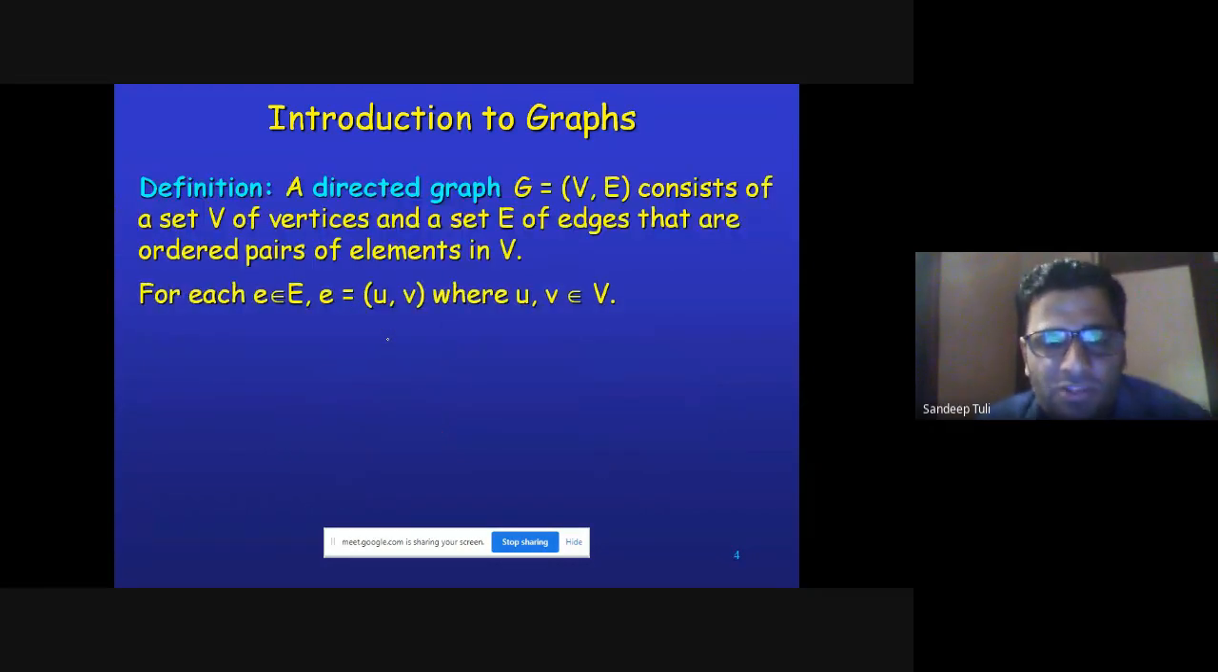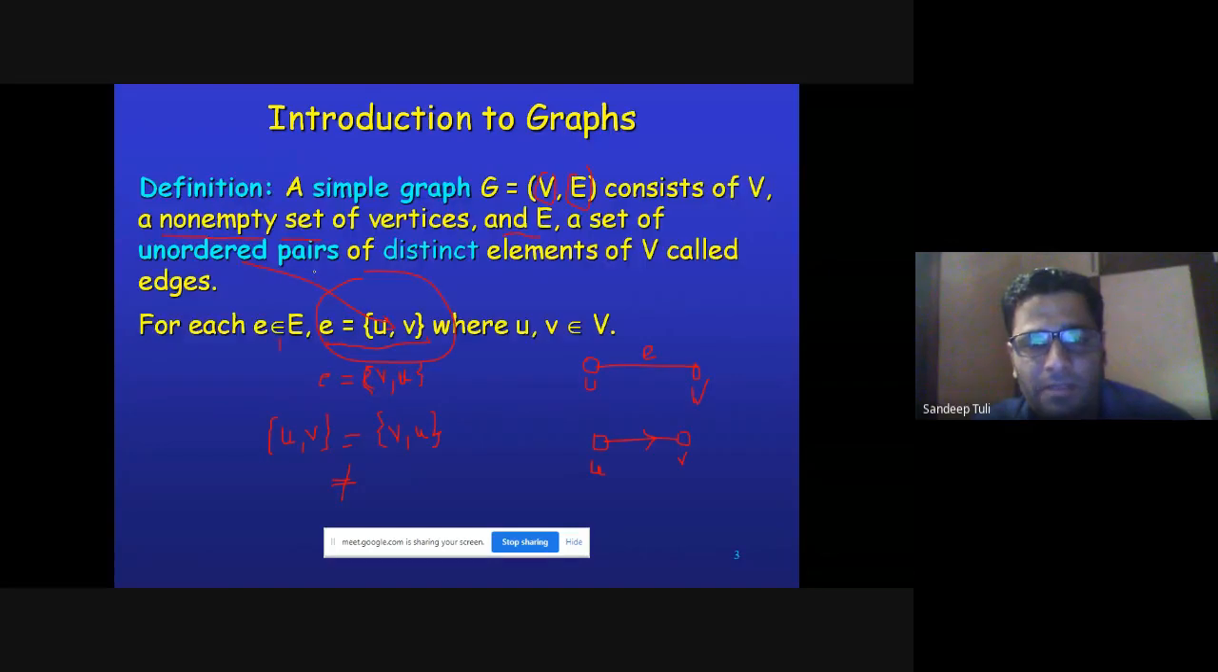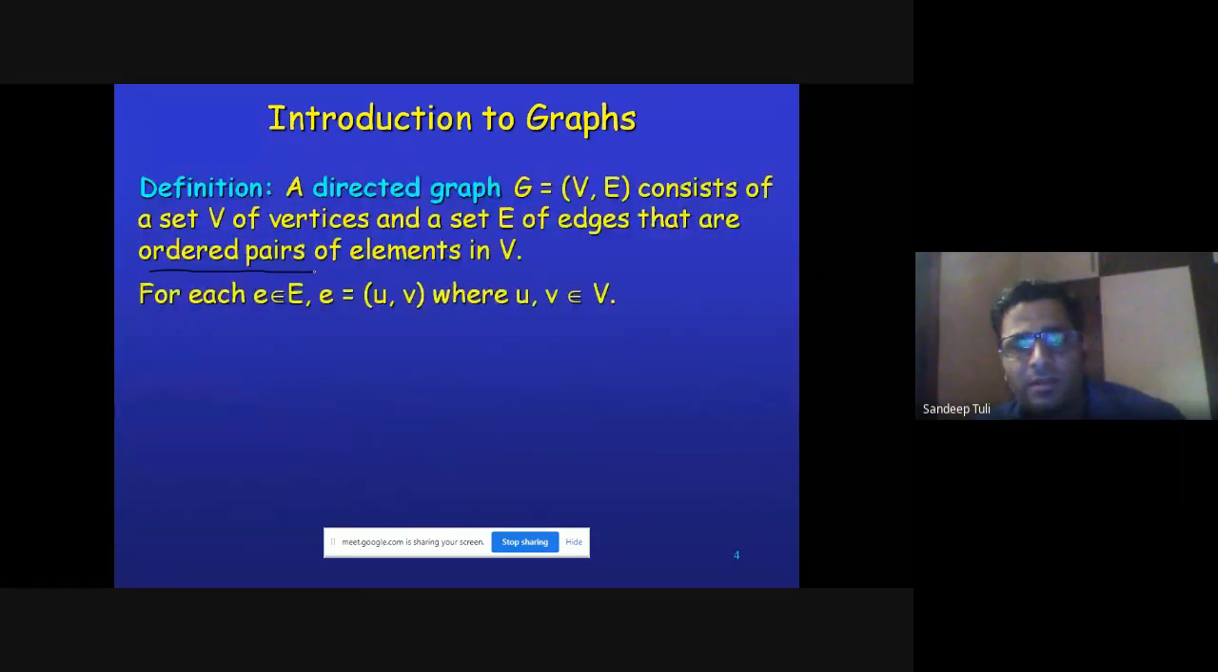So now the definition of a directed graph. A directed graph G = (V, E) consists of a set V of vertices and a set E of edges that are ordered pairs of elements in V. Is it okay now? The definition is clear now. I have used the term ordered pair in this, whereas we used the term unordered pair in the other. So I think now it is okay to you all.